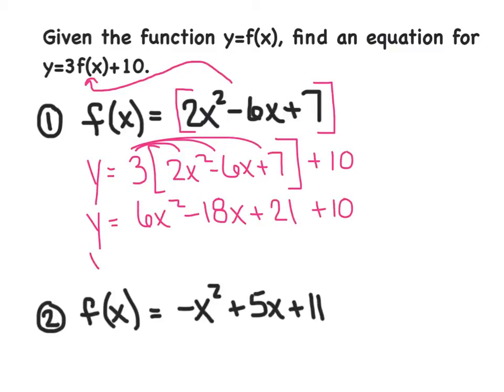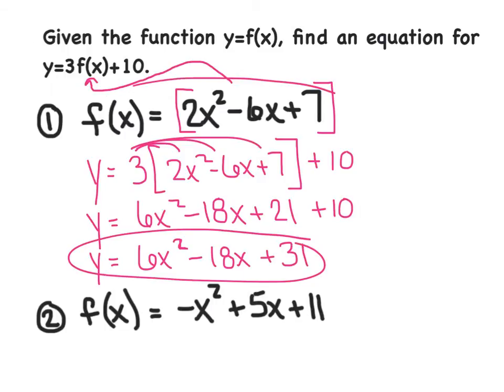And now I'm just going to finish by combining like terms. So it's 6x squared minus 18x plus 31. And what you notice is if I graphed this function and then I graphed this function, every y value, you'll see it get multiplied by 3 and then shifted up another 10 units. So it's a vertical stretch by factor 3 followed by a vertical shift up 10.